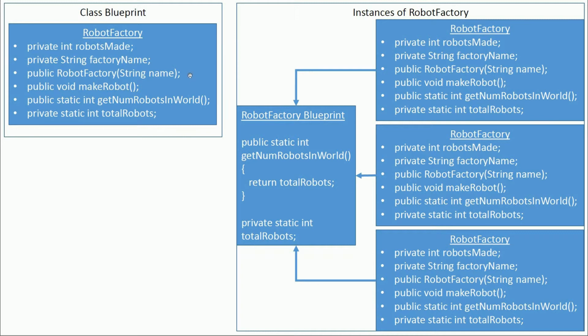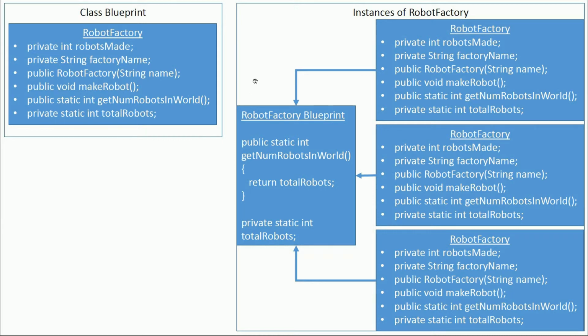The 3 methods are a constructor, pretty standard. You pass in a string as a parameter, which is the name for this instance of RobotFactory. The next member method is makeRobot. This will basically increment our robotsMade counter and then also increment the totalRobots counter. There will also be a method called getNumRobotsInWorld, and this is an example of a static method. We decided to make it a public method, and it returns a type integer, and it will basically be a way of accessing our private static variable.